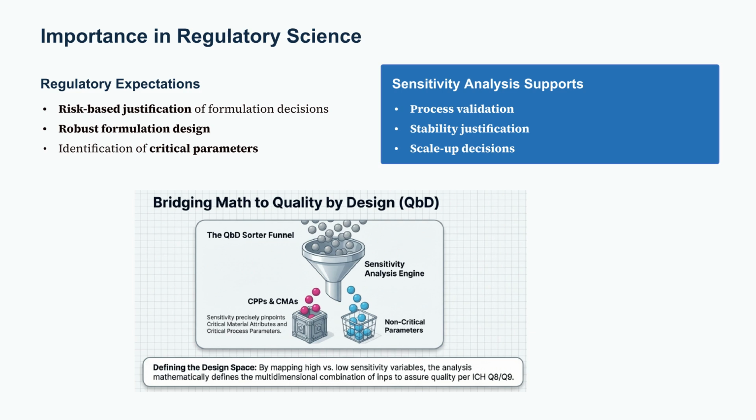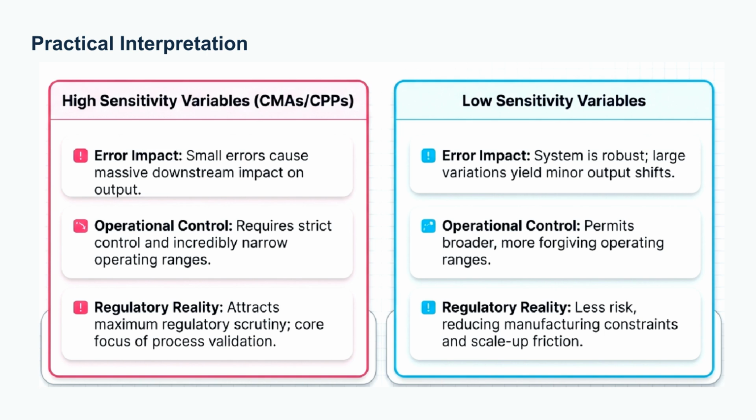In regulatory science, sensitivity analysis meets expectations for risk-based justification and robust design. It supports process validation, stability justification, and scale-up decisions. From a practical standpoint, high-sensitivity variables are critical parameters requiring strict control. Low-sensitivity variables can have wider acceptance criteria, reducing manufacturing constraints and risk.